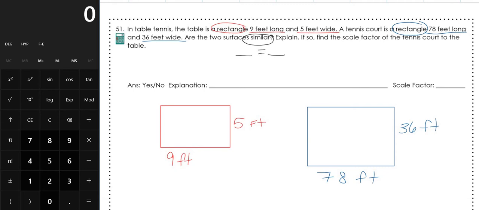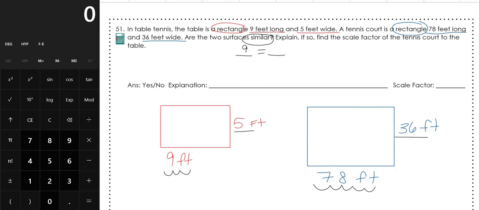I'm going to set up a proportion where I compare the lengths from the table to the lengths of the actual tennis court. Let's match things up before we get started. So we have our 9-foot length compared to our 78-foot length, our 5-foot width to our 36-foot width. I can set up my proportion any way I want as long as I keep things matching. So I could do 9 over 5 is equal to 78 over 36, or I could do 9 matches up with 78 the way that 5 matches up with 36. I'm going to do it the second way.